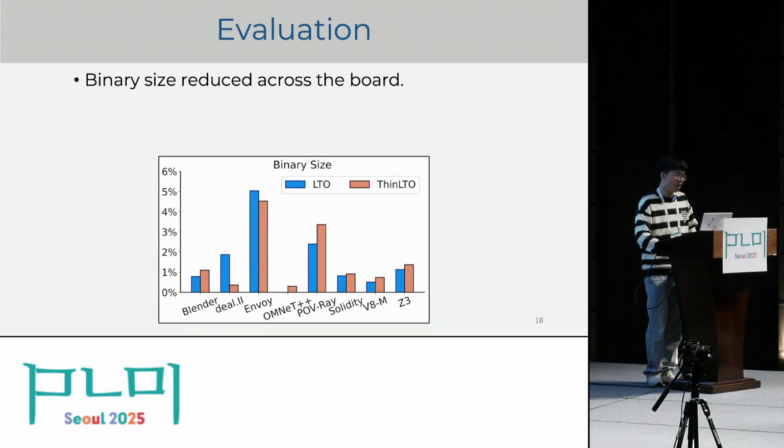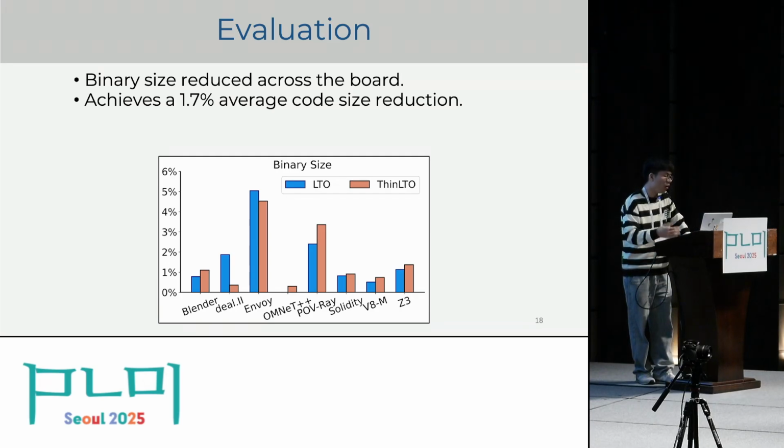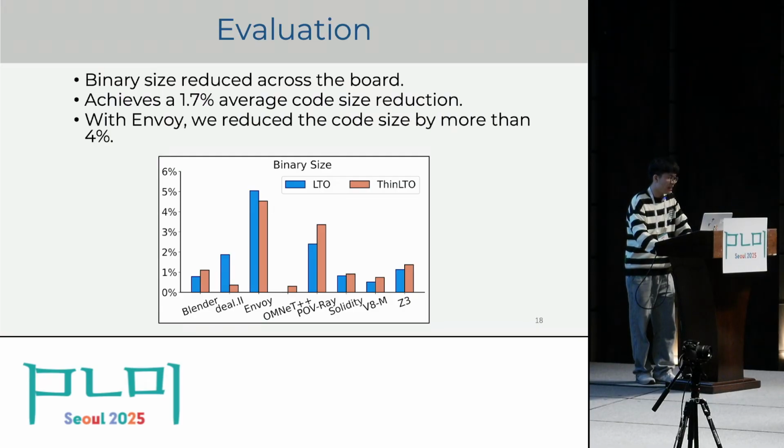Our optimization also cut down the binary size across the board. On average, we achieved 1.7% code size reduction, and especially with the Envoy project, we reduced the code size by more than 4%.